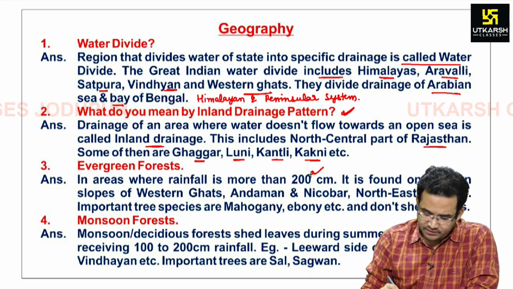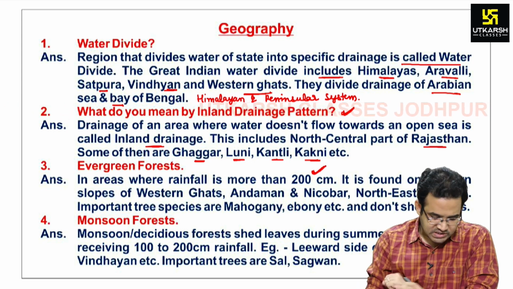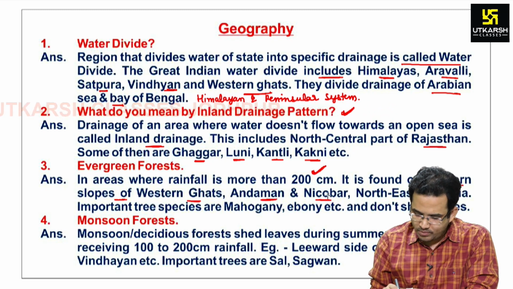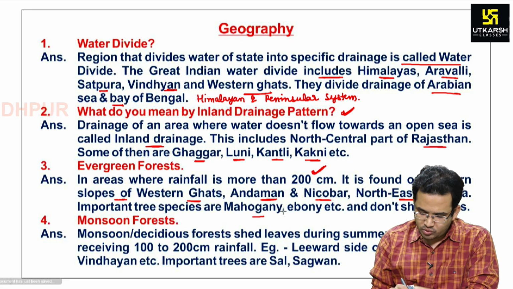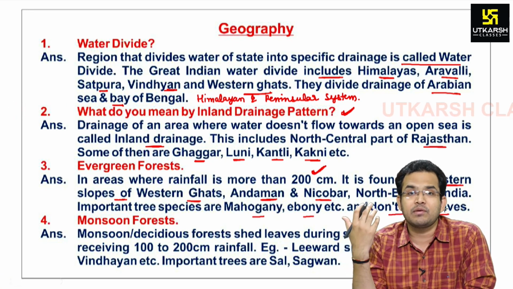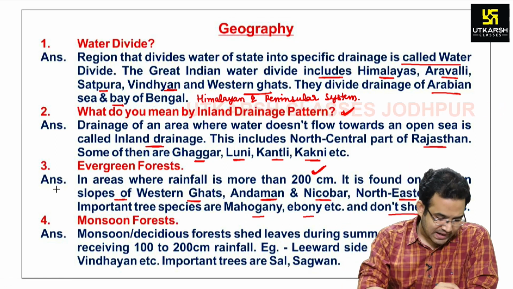Like, in areas where rainfall is more than 200 centimeter, it is found on western slopes of Western Ghats, Andaman and Nicobar, northeastern India. Important tree species are mahogany, ebony, etc. and they don't shed leaves. They will remain green for all the seasons. So these are the evergreen forests.